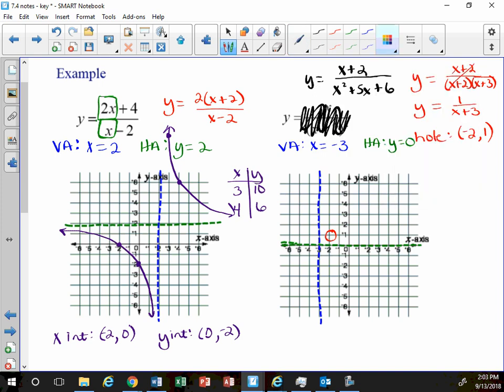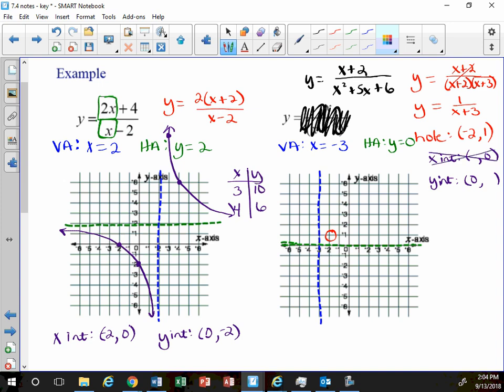Before I get to my little chart, I'm going to find my x-intercept and my y-intercept, if they exist. You can start with the x-intercept this time. So look at my reduced fraction here, y equals 1 over x plus 3. If I set that equal to 0, is there any way this numerator can equal 0? No. So what that means is that I don't have an x-intercept. You just don't have one.